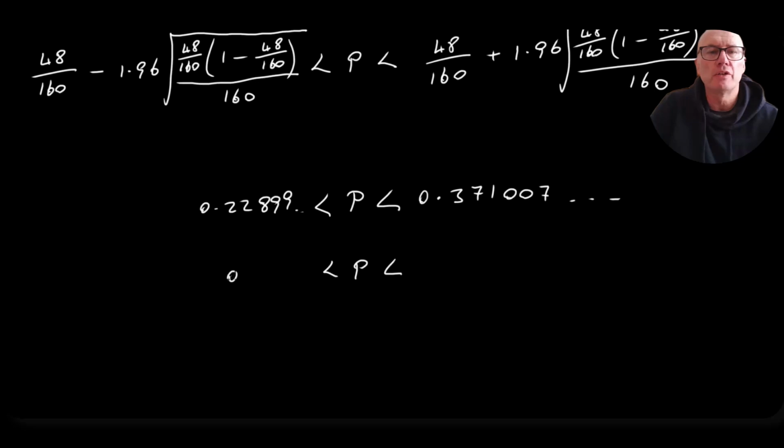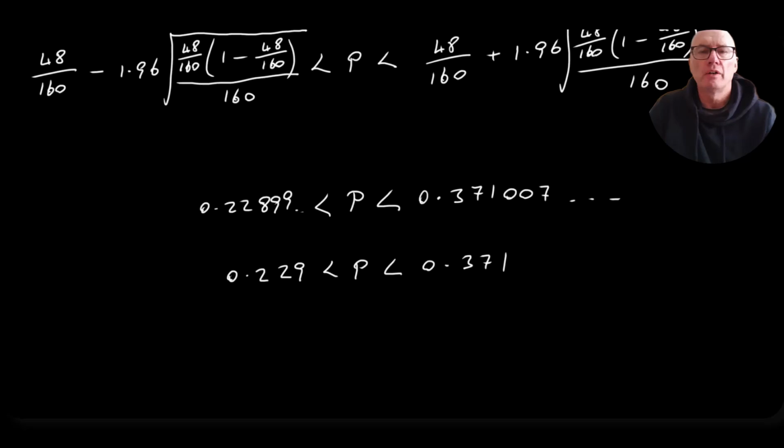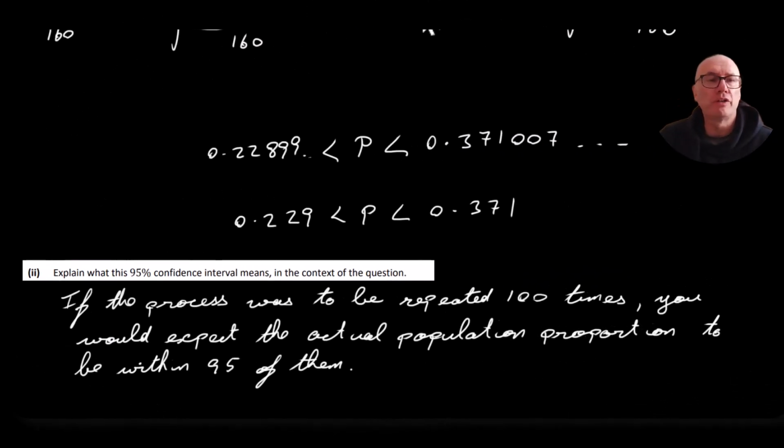So that's 0.229, and we need to stop here as well, so it would be 0.371. Remember, you don't count leading zeros. Okay, and that is it. That's our confidence interval for the proportion. In part 2, it says explain what this 95% confidence interval means in the context of the question. I've written out my answer here. It just says that if the process was to be repeated 100 times, you would expect that the actual population proportion would be within 95 of them.